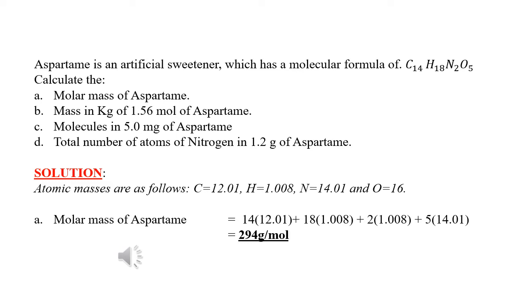Solution. Atomic masses are as follows: carbon equals 12.01, hydrogen equals 1.008, nitrogen equals 14.01, and oxygen equals 16. Molar mass of aspartame is calculated by multiplying the atomic masses with the respective atoms in the chemical formula of aspartame. The molar mass is 294 gram per mole.